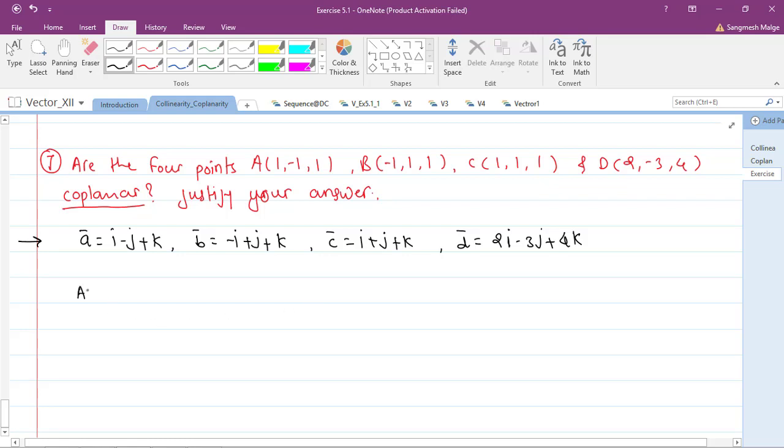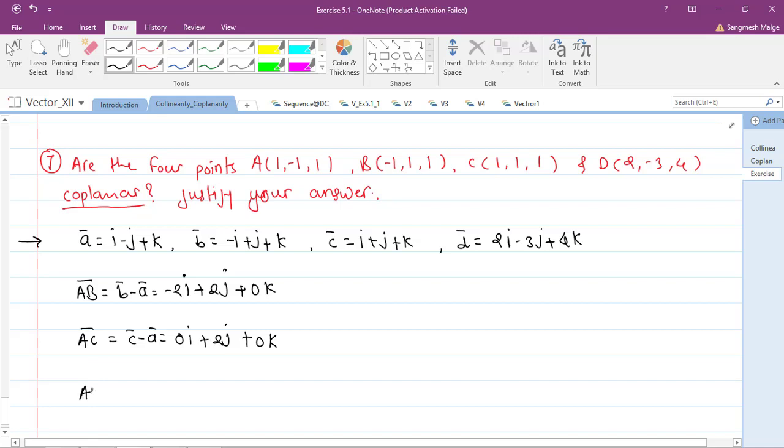First vector is AB bar. AB bar is equal to B bar minus A bar, so minus 1 minus 1 is minus 2i, plus j plus j is 2j, and k minus k is 0, plus 0k. That is AB bar. Now find AC bar, which is C bar minus A bar. i minus i is 0i, j plus j is 2j, and k and k cancel, giving 0k.